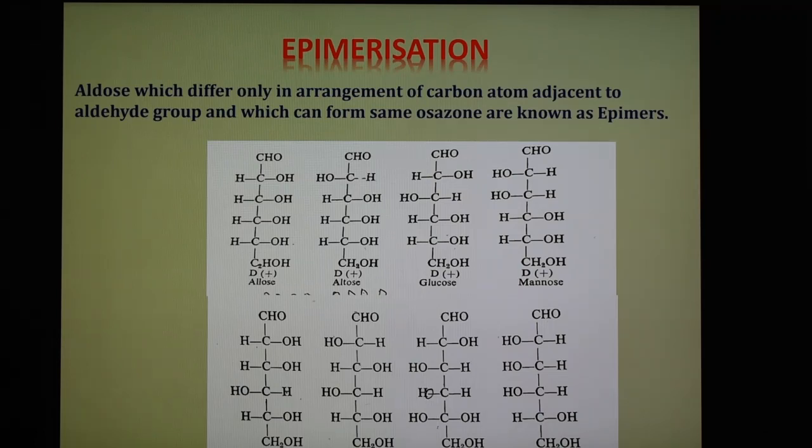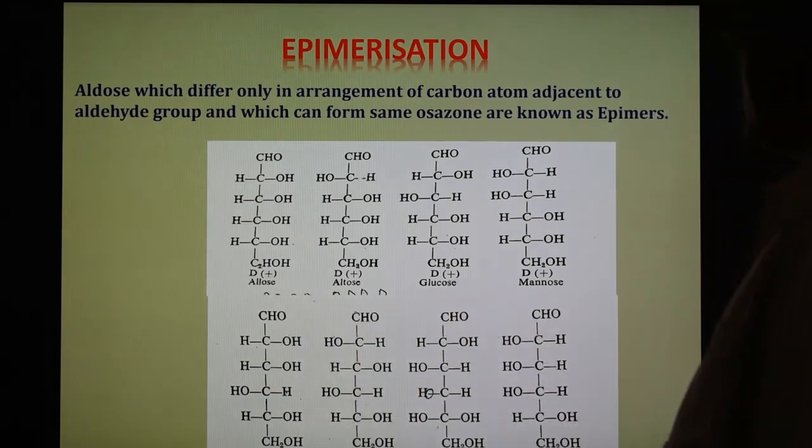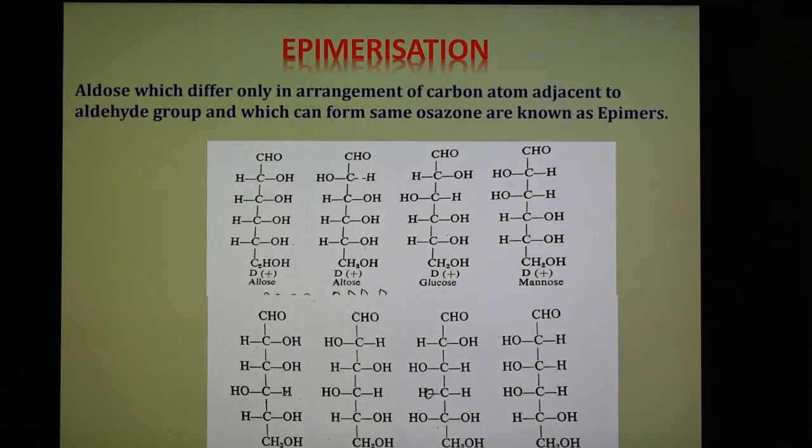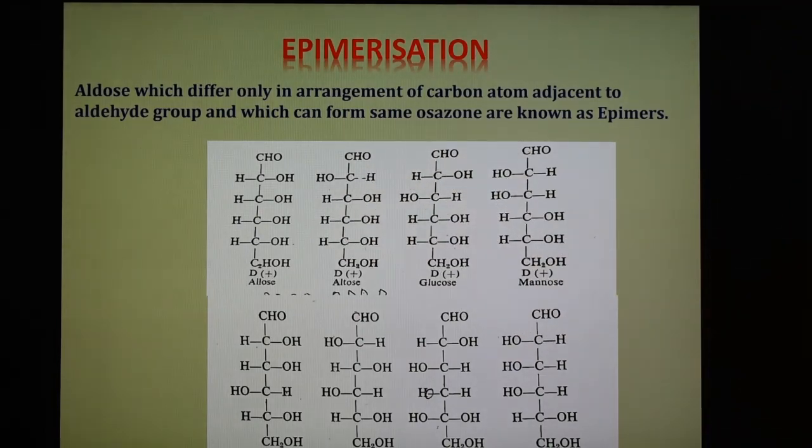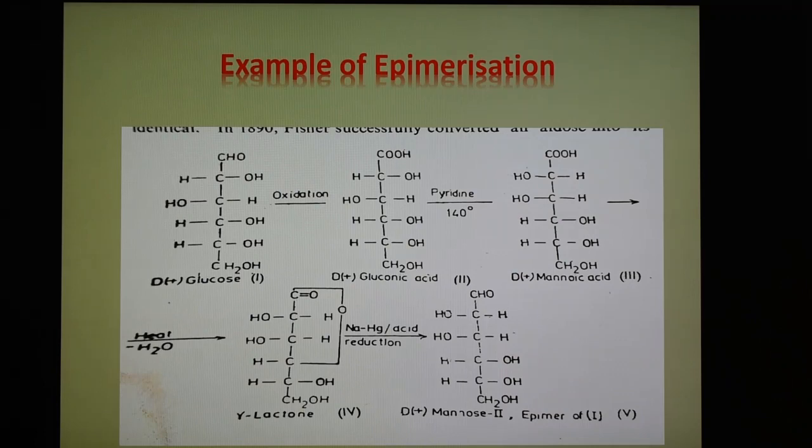The 8 isomers having D configuration are shown in this slide, and the others are the negative, L forms. The D configurations are D-allose, D-altrose, D-glucose, D-mannose, D-gulose, D-idose, D-galactose, and D-talose. So here the arrangements of hydrogen and hydroxyl groups are different. After that we are going to see the example of epimerization.